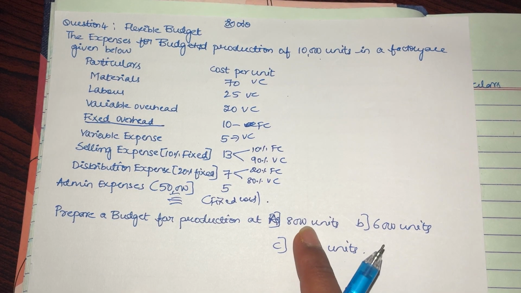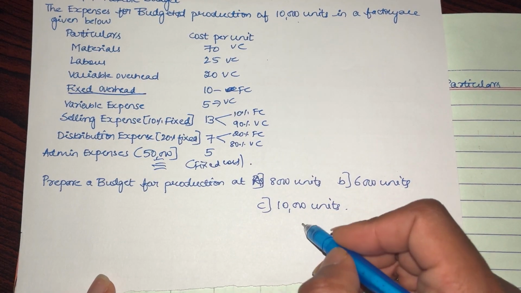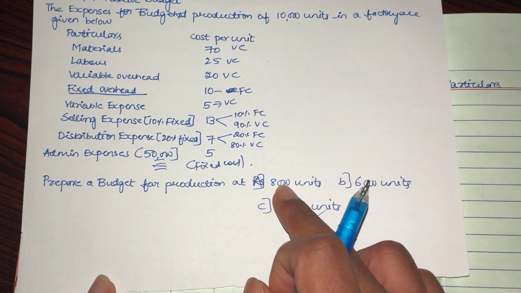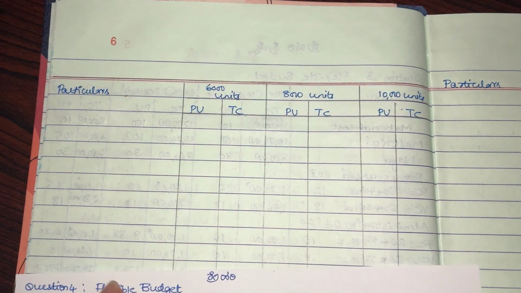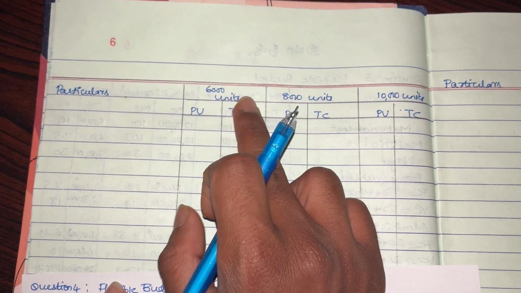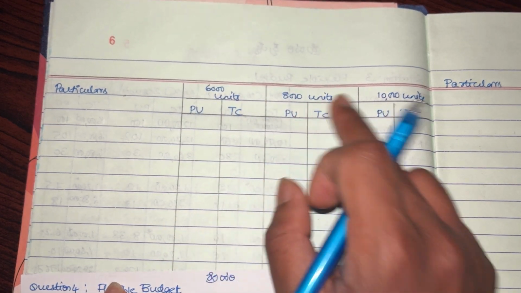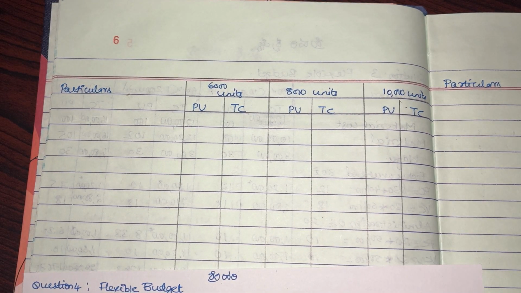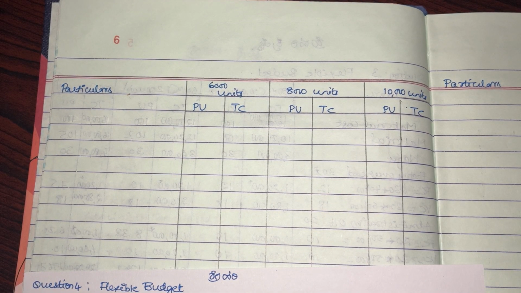Now what they have given is for 10,000 units, so that is already there. Now we have to prepare it for 8,000 units and 6,000 units. For that I have made this ready: 6,000 units, 8,000 units and 10,000 units. So let us start this problem now.